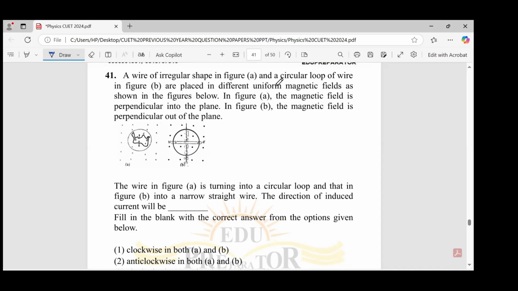The question says in figure A, the irregular shaped wire is converted into circular loop, and in the second case, it is converted into a narrow straight wire. So of course, in first case, you are finding the change in area, and second also the area changes are there. Magnetic field direction is opposite, area change is opposite. So we find using Lenz's law, the current will be anti-clockwise in both the cases.